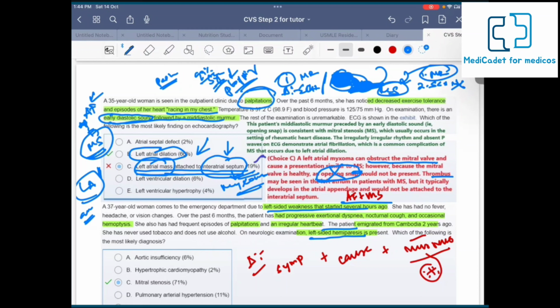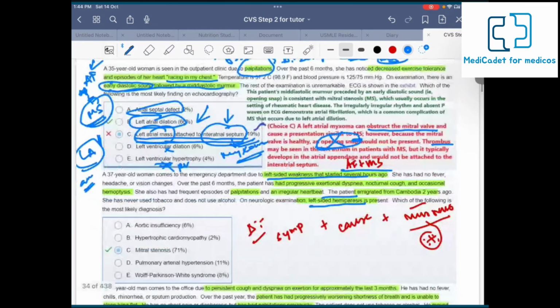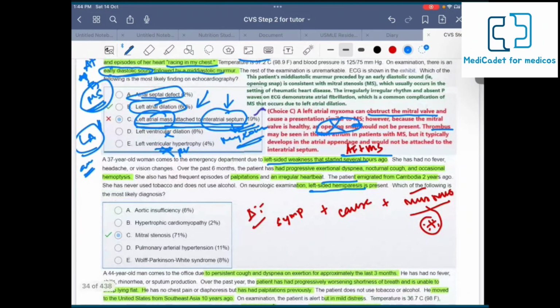Do you have any other doubt? I think all the other features we already covered. The left ventricle is not dilated, it will be small because there's no volume or pressure overload in the left ventricle. The left ventricle will not undergo hypertrophy, because only the right ventricle undergoes hypertrophy when it comes to mitral stenosis, because there is no pressure increase in the left ventricle, or even volume. And there's no reason for atrial septal defect here. Any other doubts in this question? Can we move on to the next one?